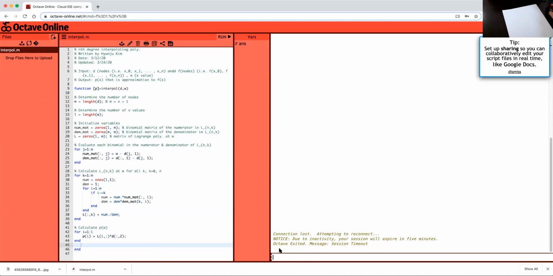All right, so when you run this code, please keep in mind the structure of the input D and W. Okay, so what's D? As you can see, D is an n plus 1 by 2 matrix, and the first column is nodes. The second column is the list of the function values at each node. And then W is the x value right there. So W is also a column vector.